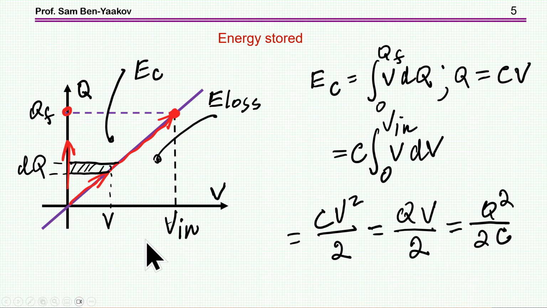Now, what about energy and losses in this case? Let's take a slice here and call this height dq and the height V, and then this is the incremental energy. When I take the full integral of it, this will be the total energy, and using the relationship that Q is C times V, I get CV squared over 2, or I can express it as QV over 2 or Q squared over 2C. This is fundamental. The integral of this area represents the energy stored in the capacitor. The energy fed, by the way, is V in times the charge. So it's the full square here.